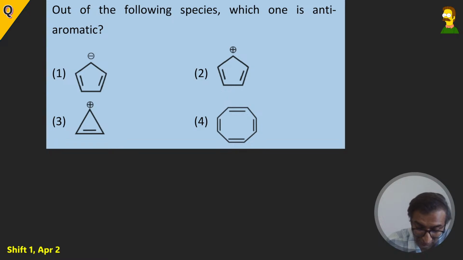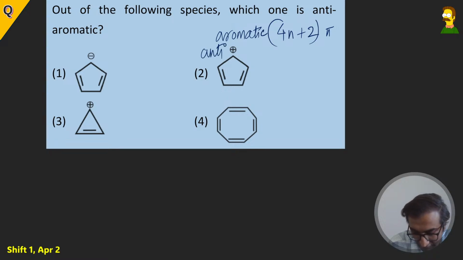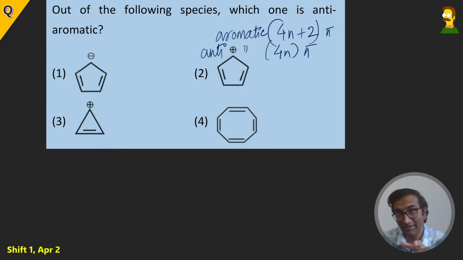Out of the following species, which one is anti-aromatic? Now this is just a direct formula. Okay, ठीक है. Not a fan of organic, but ठीक है. Whatever. 4n plus 2 pi electrons अगर हो गया, that is aromatic. What about anti? Anti-aromatic is just 4n pi electrons. That's it. That's the definition you need. But even after that definition, you got to be able to count the electrons properly.